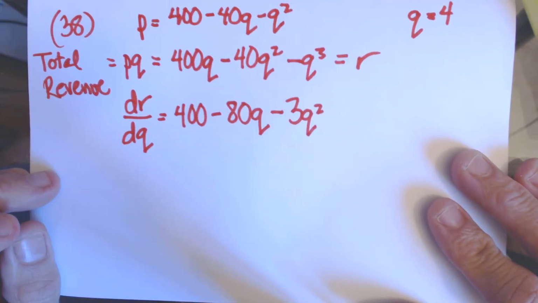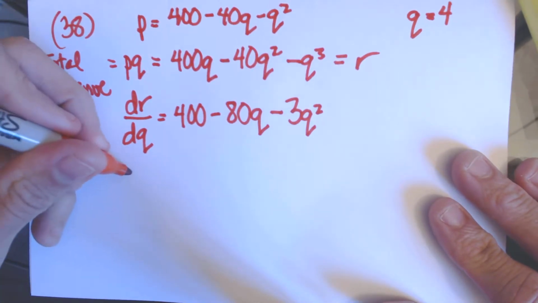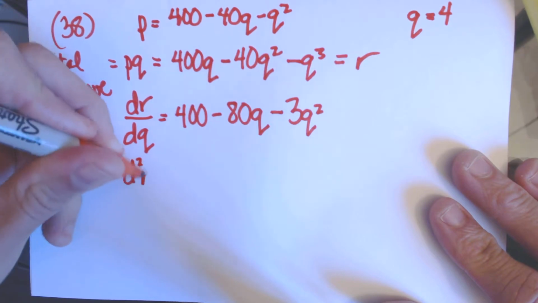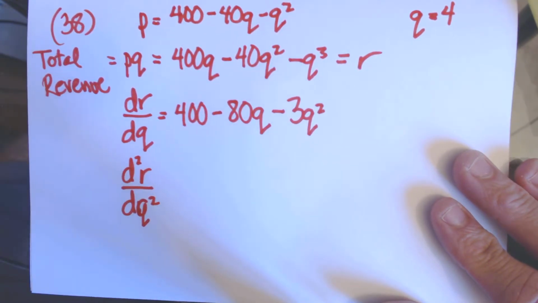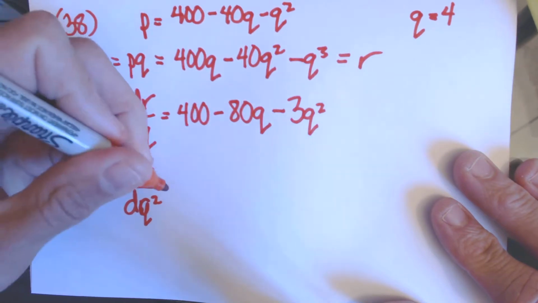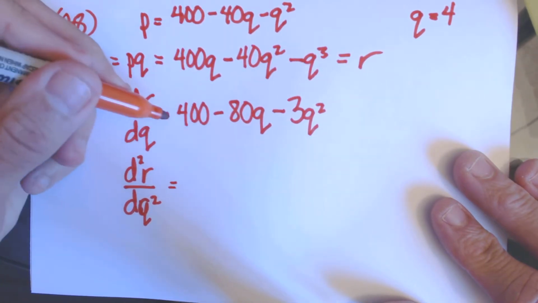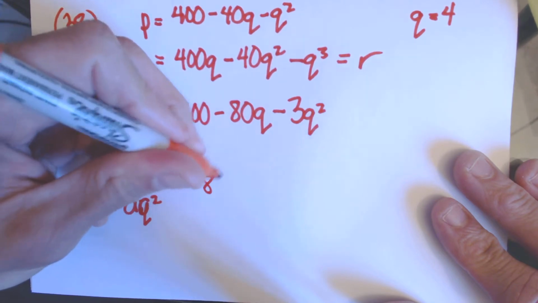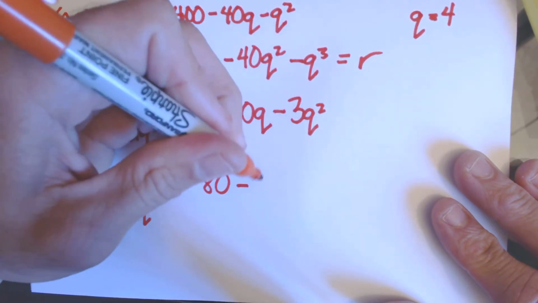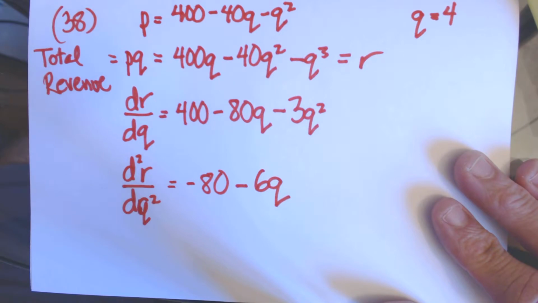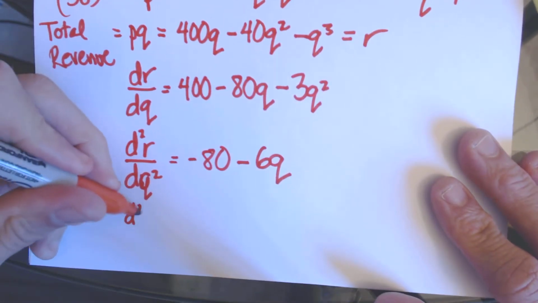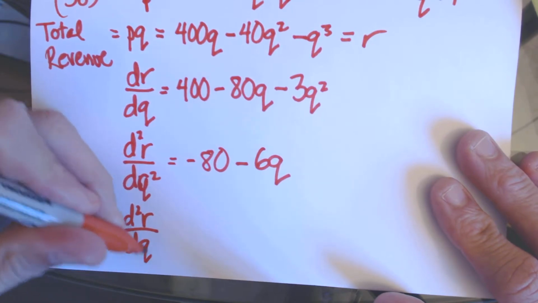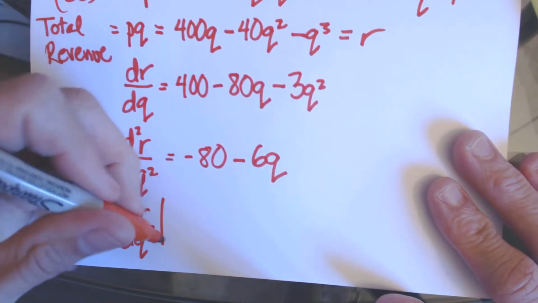Now the question is asking, how fast is marginal revenue changing? So that means we need to take the second derivative of this revenue function. So d²R/dQ², that's just the notation for the second derivative, equals the derivative of 400 is 0, minus 80, minus 6Q. So now we need to evaluate the second order derivative at the value Q equals 4.